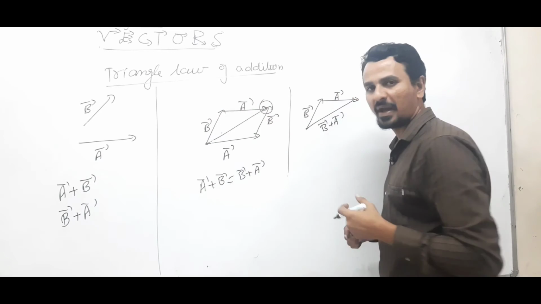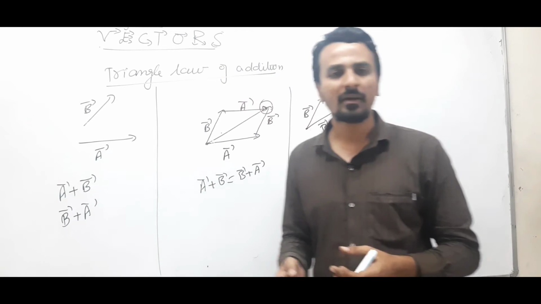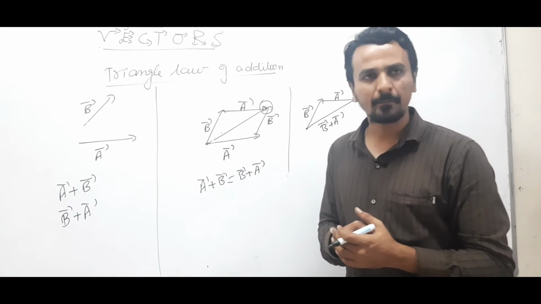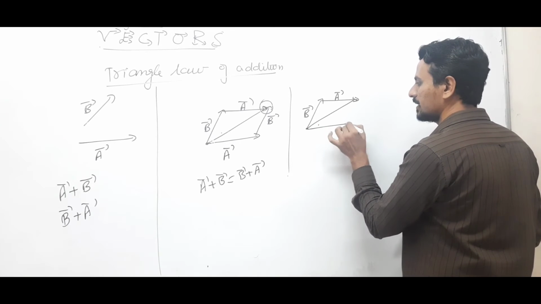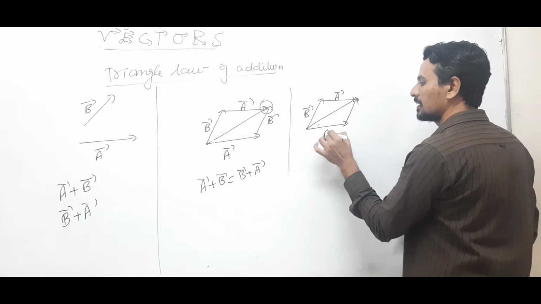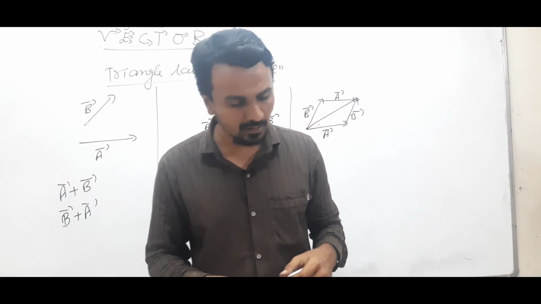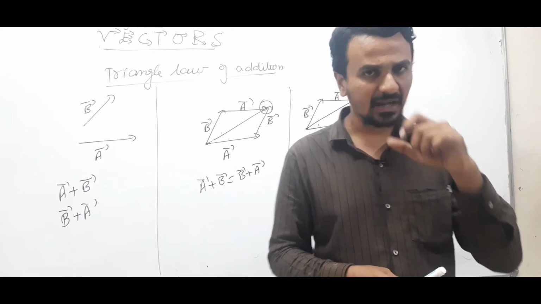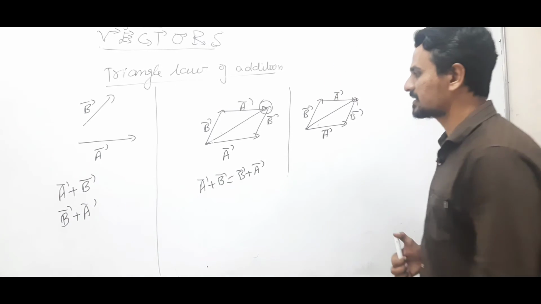So this is a parallelogram. This is addition of two vectors with the help of a parallelogram. Clear? Similarly here also, this is vector A, this is vector B. Got it? So you can add two vectors with the help of the triangle method or the parallelogram method. Clear? Okay.